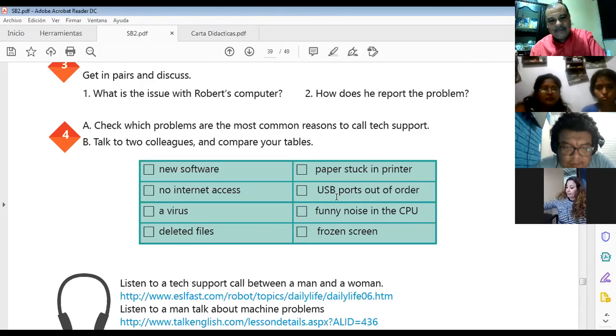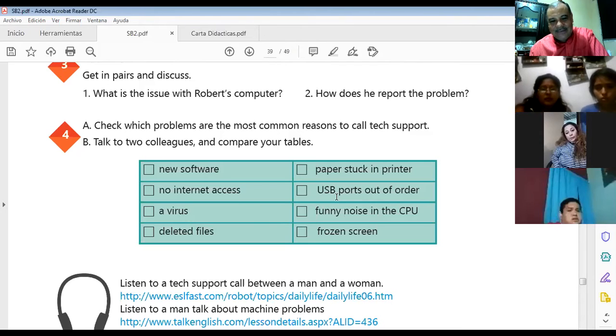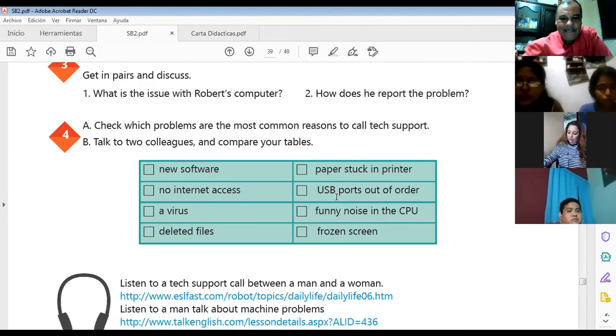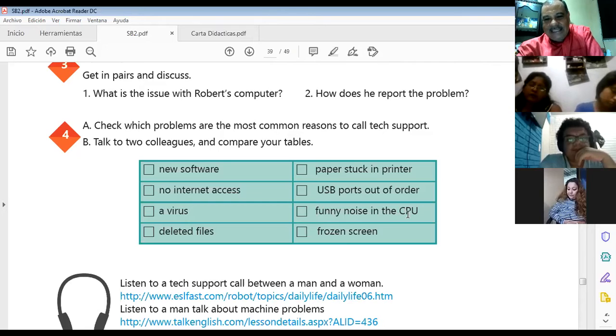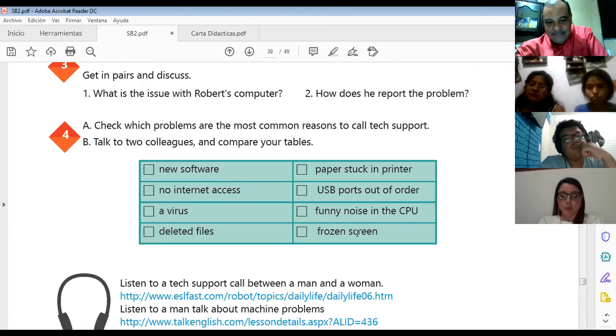New software. No internet access. A virus. Deleted files. Deleted files es archivos que se han borrado, ¿verdad? Se han perdido. Paper stuck in printer. USB ports out of order. Funny noise in the CPU. Frozen screen.